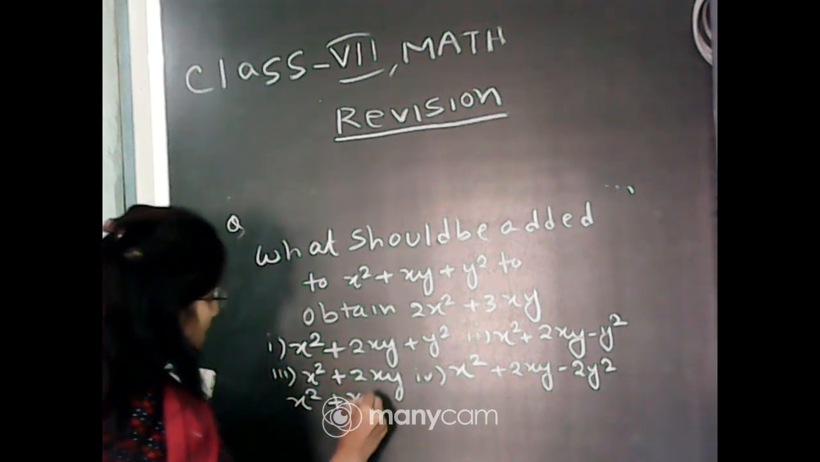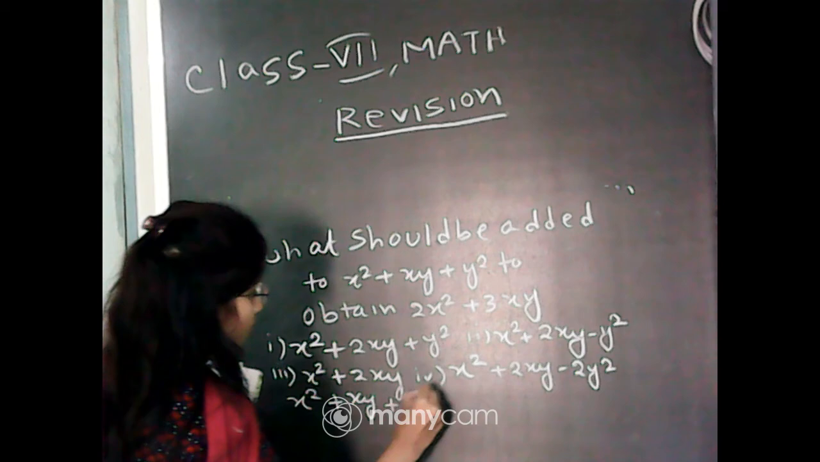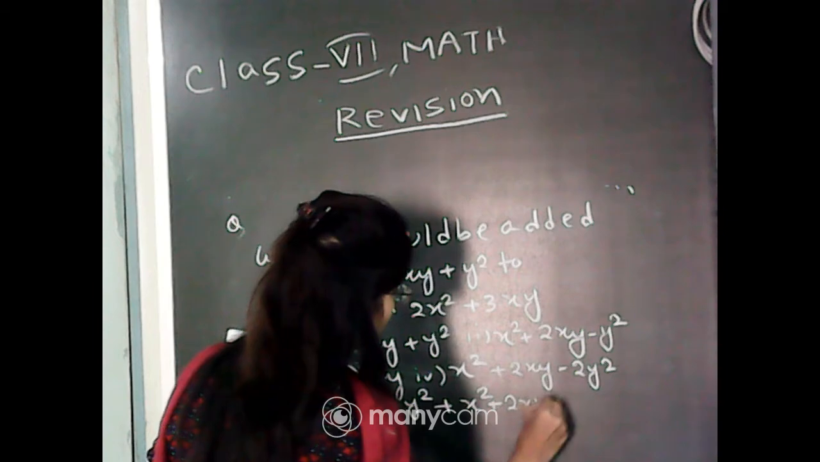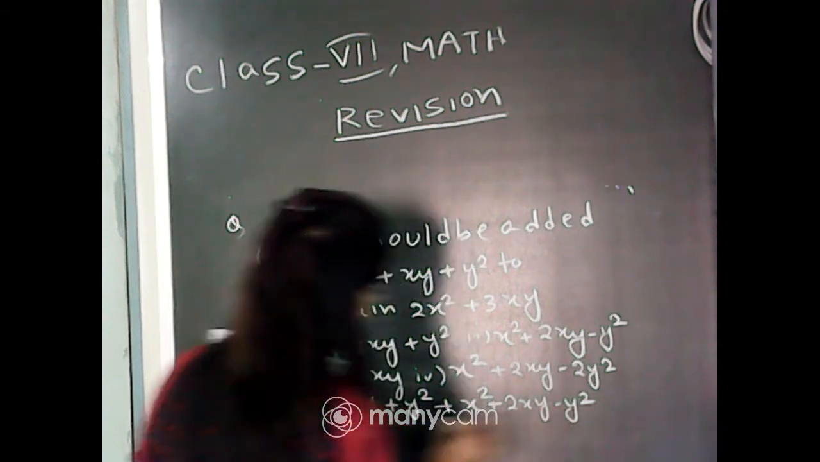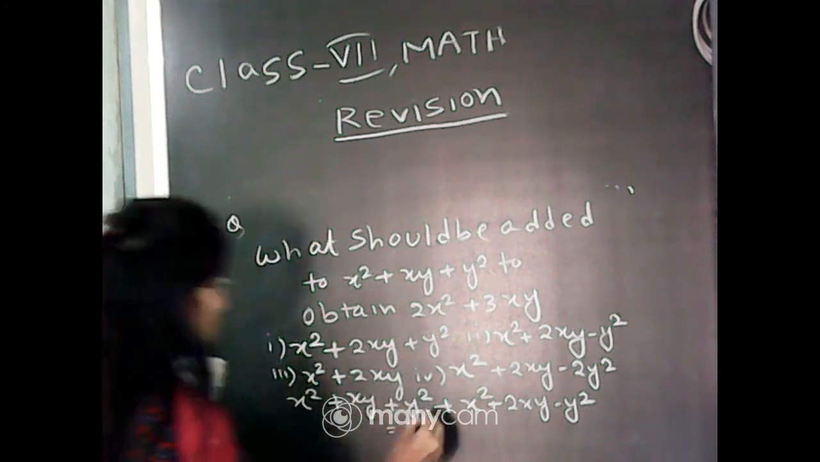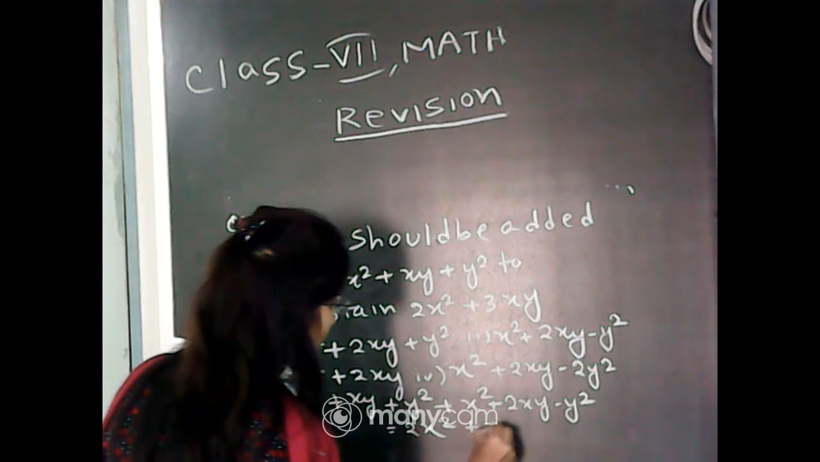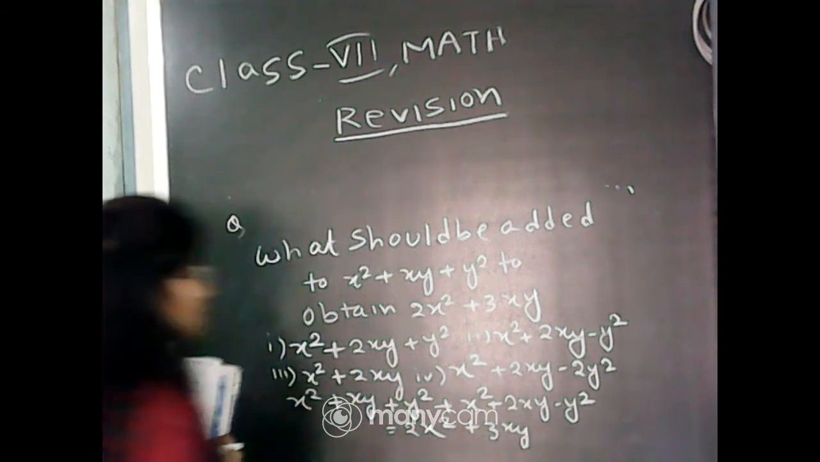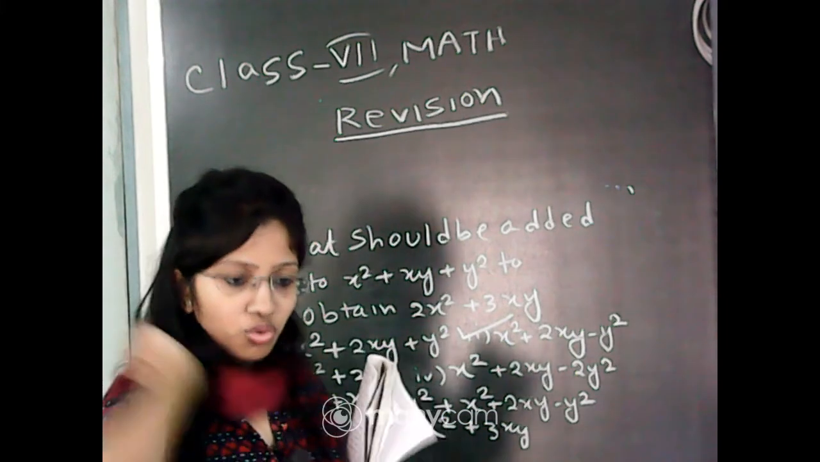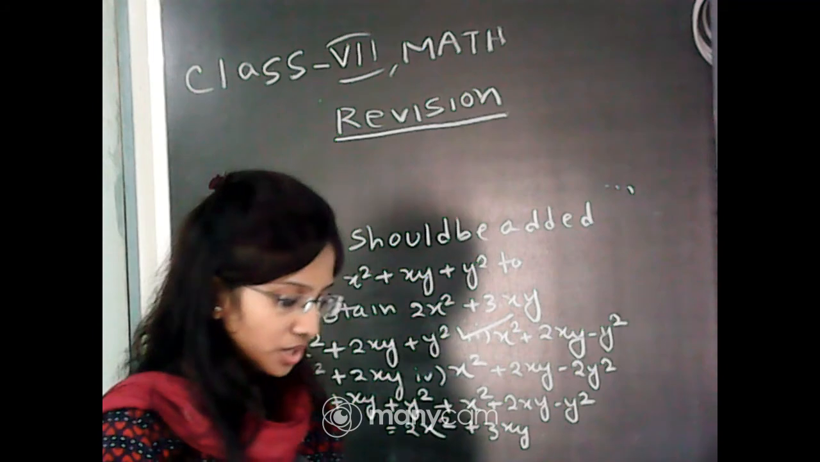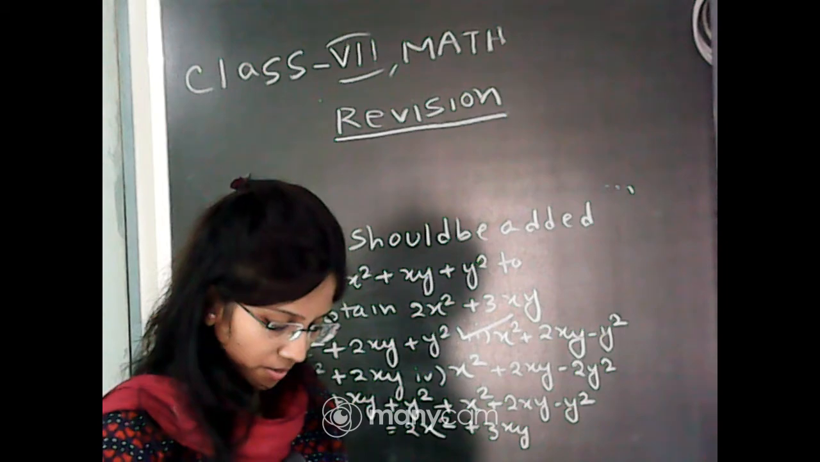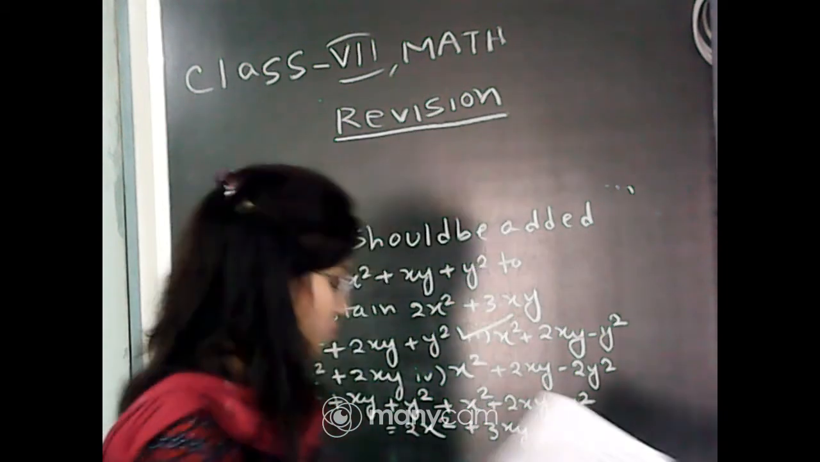X square plus xy plus y square plus x square plus 2xy minus y square is equal to 2x square plus 3xy. Okay. So, option 2 is the correct answer. Option 2, not option 1. The math is clear to everyone? Okay, next question.